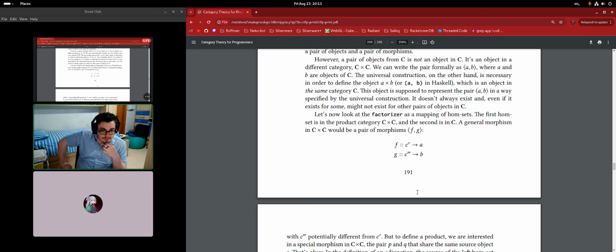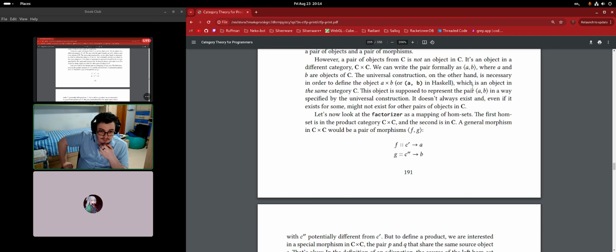So the object that we are supposed to be creating with universal construction should represent the pair from this other product, this alternate universe, in this other category, yes. It doesn't always exist. What doesn't always exist? The pair? If you try to construct products by universal construction, they might not exist for an arbitrary pair of things in C. It might exist only for particular pairs of things in C.